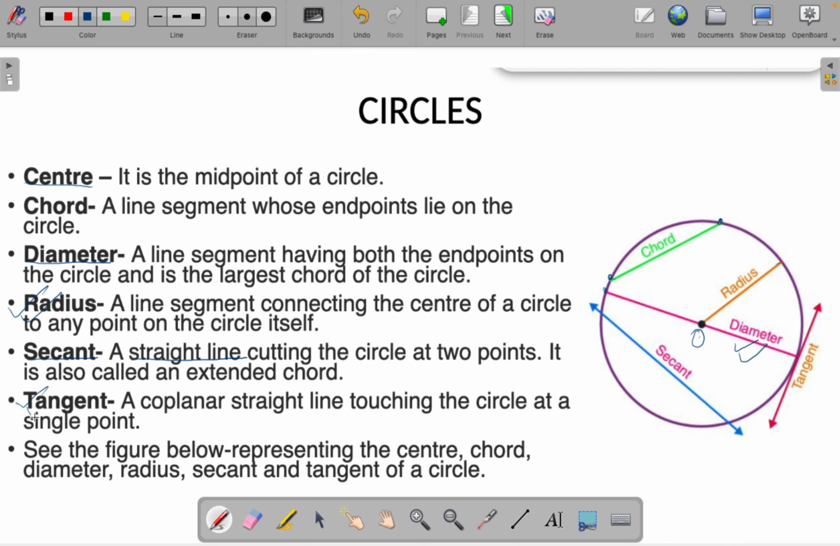Now what is a tangent? A coplanar straight line touching the circle at a single point. If any line touches the circle at one point, that line is said to be a tangent. Okay, so these are the definitions.